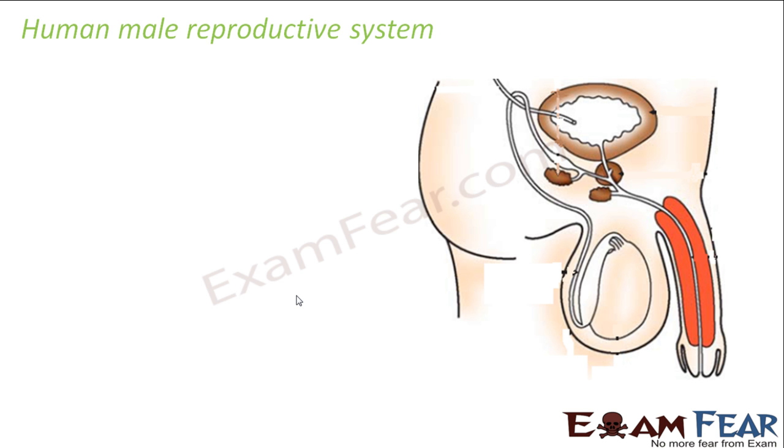So here is a picture which shows the reproductive system in male. This is a side view. So let us look at the different structures here. We have testis. So testis forms the main organ in the male reproductive system. So this is the testis.